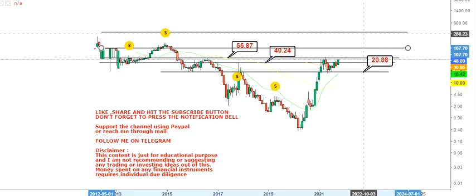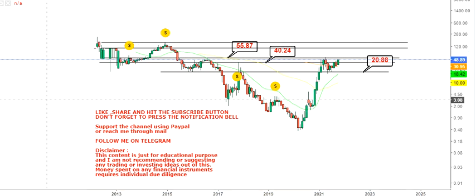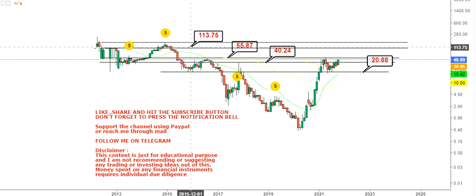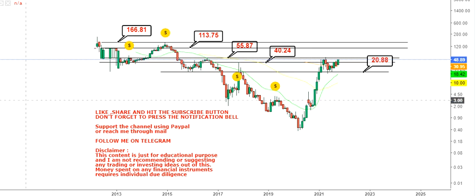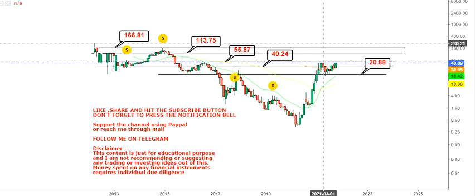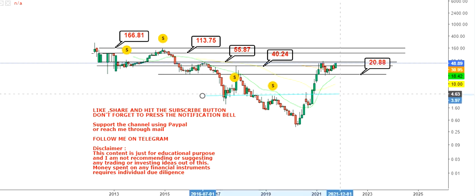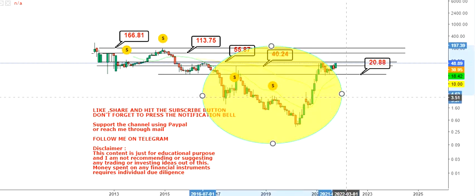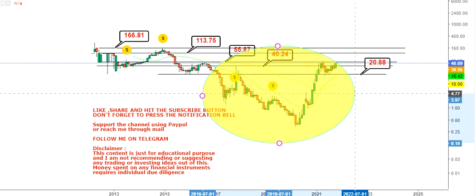The levels which we are looking at beyond $56 will be 113.75, and we have $166. So these are the two levels that we are looking at, 113 and 166. But the question is, is this the end of the story at $166? Because if you are observing the chart, more specifically this highlighted section, this is like a double bottom.